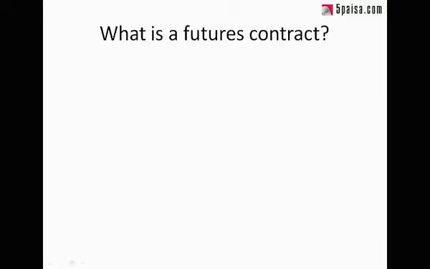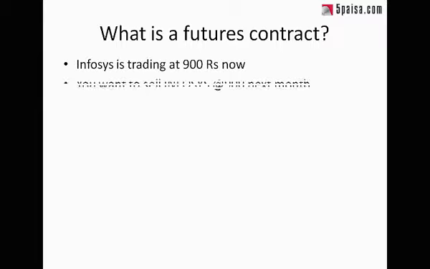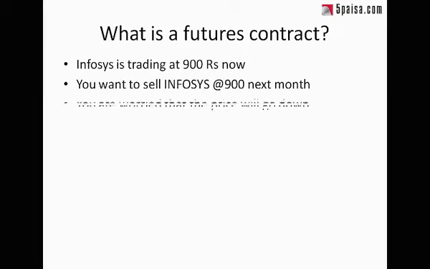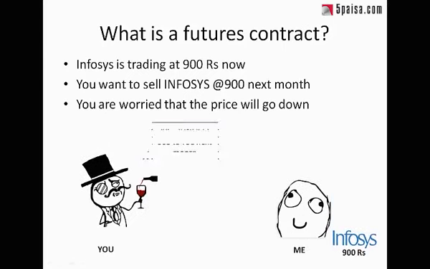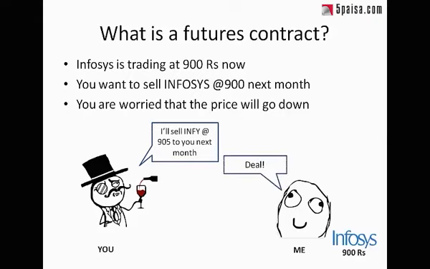Infosys is trading at 900 rupees right now, and you want to sell Infosys at 900 rupees next month. As a prospective seller, you are worried the price of the stock might go down. Therefore, you come to me and say, I'll sell Infosys at 905 to you next month. I like this deal, so I agree to that. So on 30th of next month, you will come to me and sell Infosys to me at 905. Simple. That's what you call a futures contract.